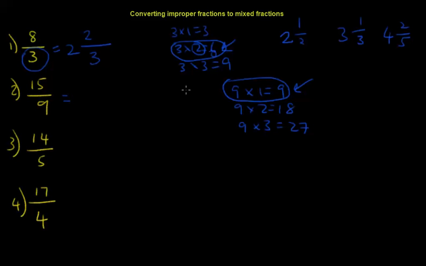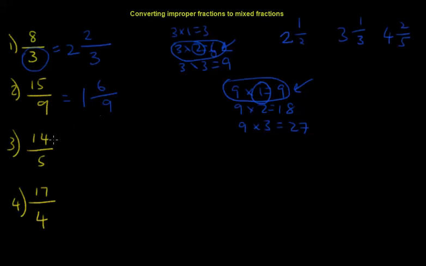Once we have this, the integer is always the number that 9, or the denominator, is being multiplied by to give us that number. So in this case it's 1. So we have 1 here, and then again we take the numerator and subtract this number from it, so 15 minus 9, and that's 6, and that's where this comes in. And then finally the denominator stays the same, so we have 9 here.